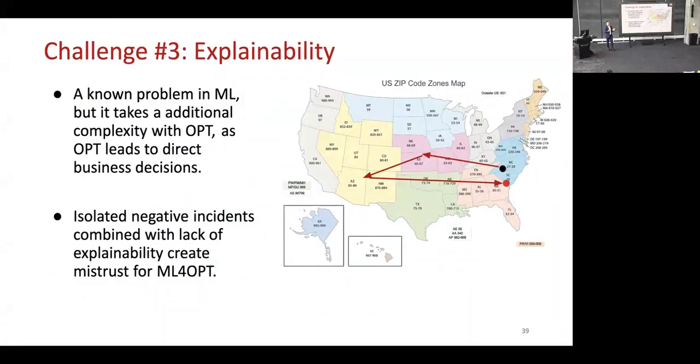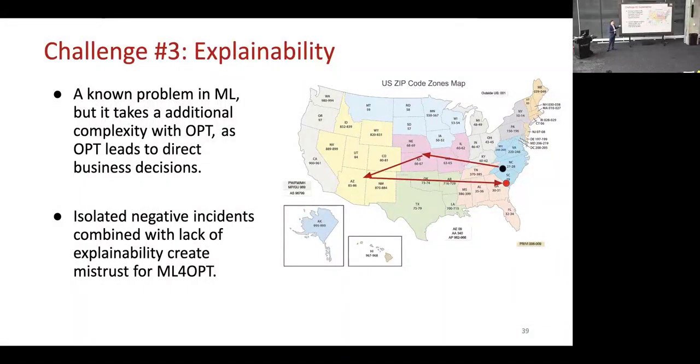Challenge number three is explainability. This is a well-known problem in machine learning, but I think combining it with optimization takes a whole new dimension. This is actually based on a real test case that I've seen. In a machine learning model, I gave it a picture of a cat. It told me it's a dog. Why did it do that? How did the neural network work? Fine. People are curious about how these things work internally, and it's a fair question.